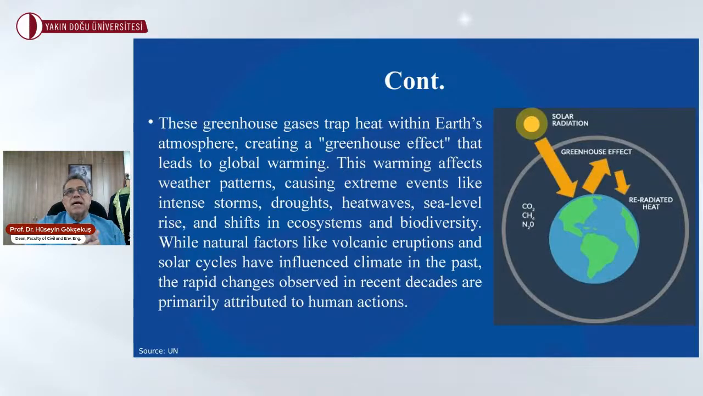These greenhouse gases trap heat within Earth's atmosphere, creating a greenhouse effect that leads to global warming. This warming affects weather patterns, causing extreme events like intense storms, droughts, heat waves, sea level rise, and shifts in ecosystems and biodiversity. While natural factors like volcanic eruptions and solar cycles have influenced climate in the past, the rapid changes observed in recent decades are primarily attributed to human action.